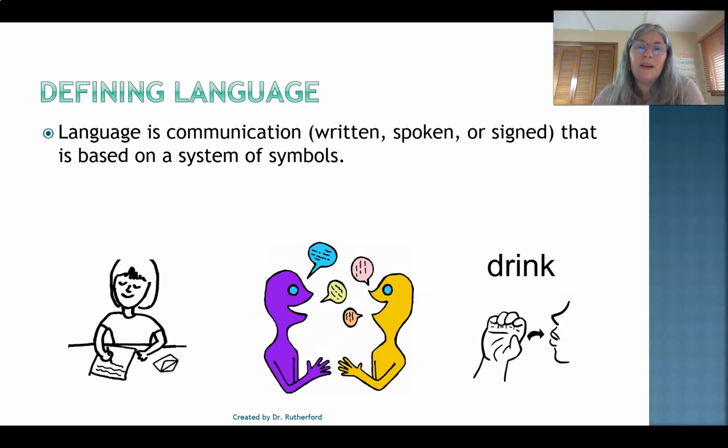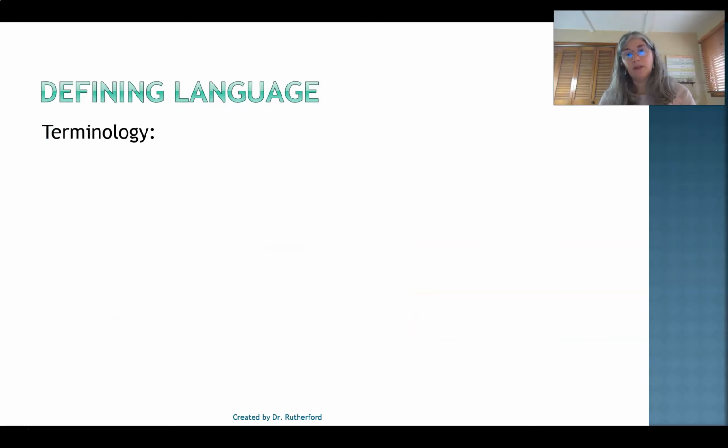So as you know by now, I like to start things off with a definition so we're clear on what we're talking about. So what is language? Language is any system of communication. It can be written, such as hieroglyphics. It can be spoken or verbal communication. It can be signed, as in American Sign Language. It's a system of communication that is based upon symbols. Now, for today, we will be focusing on spoken language.